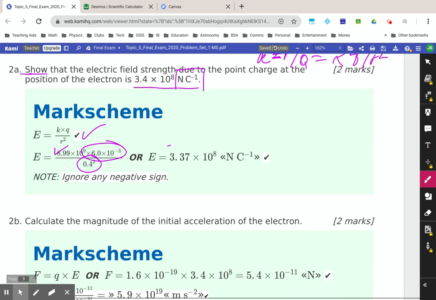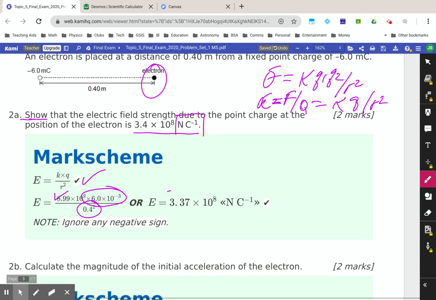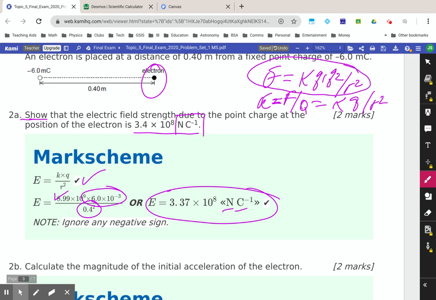Next question says, calculate the magnitude of the initial acceleration. Since I have the force per unit charge, that's what I've calculated here, I just have to multiply it by the charge to get the force. That's the same thing as going up here and using this equation. I divided by the charge here, and I'm going to multiply by that charge again, and now I'm going to get the force.